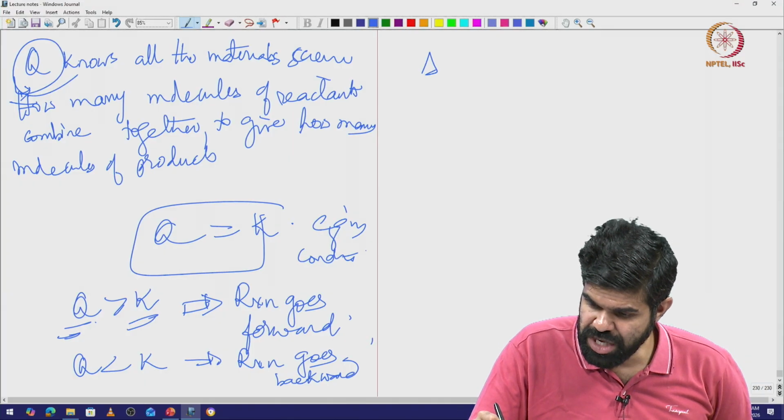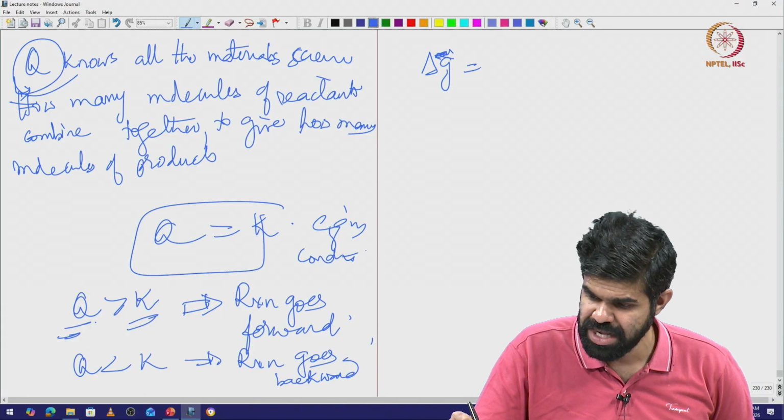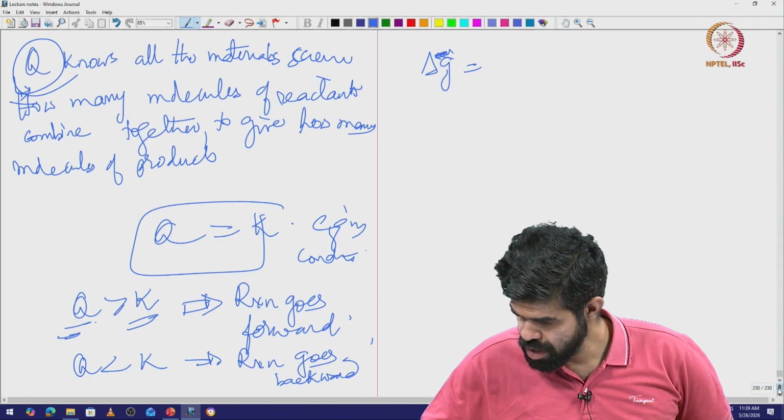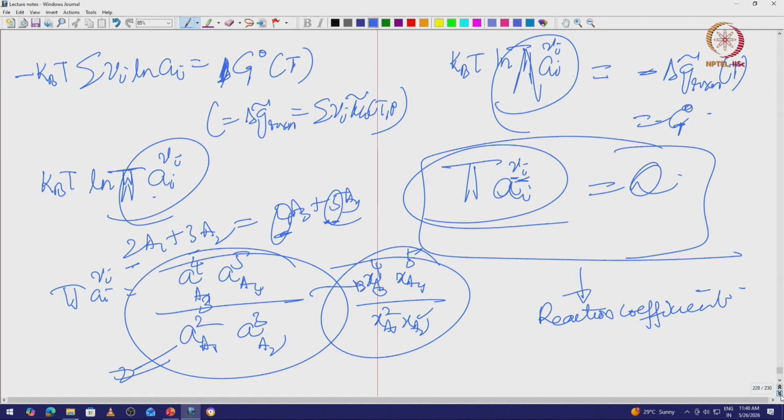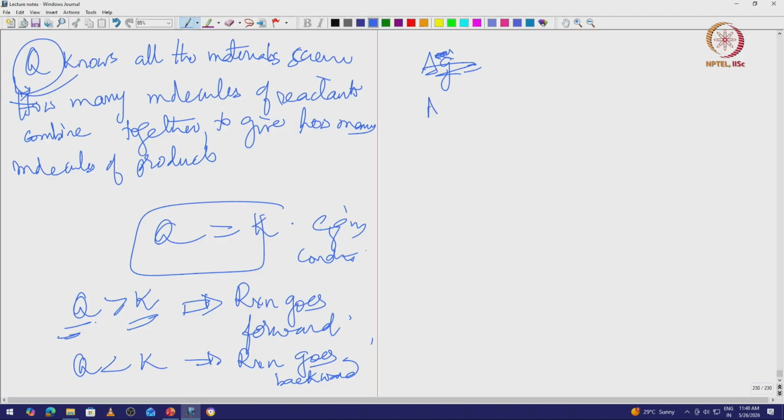So you can actually see this. What is the delta G of my reaction? Delta G of my reaction is G naught plus kT ln Q. So I have delta G of the reaction equal to G naught plus kT ln Q, and delta G equals 0 when Q equals K.